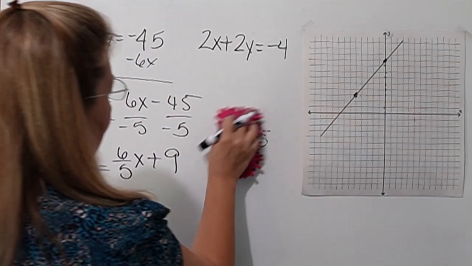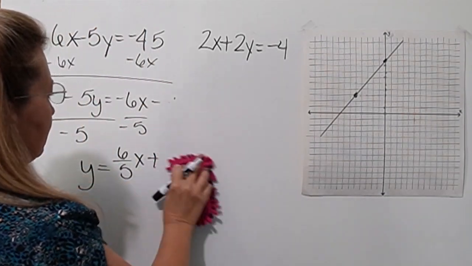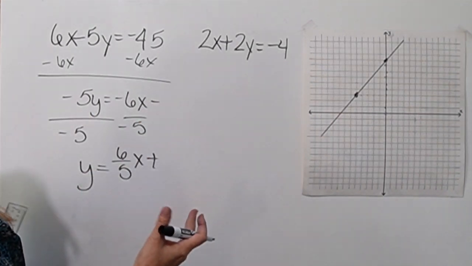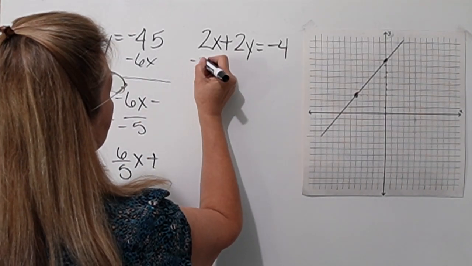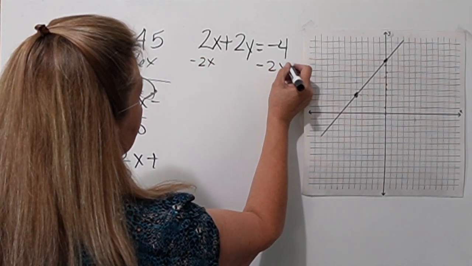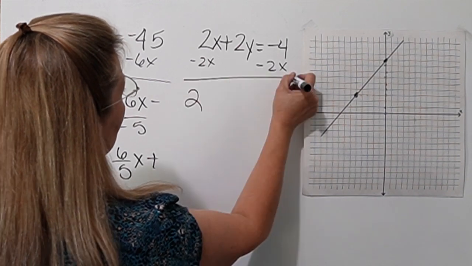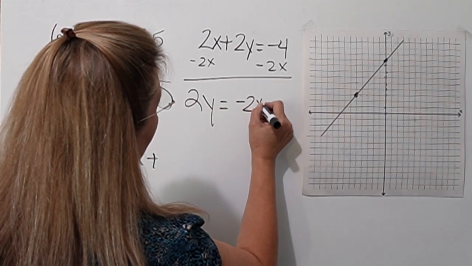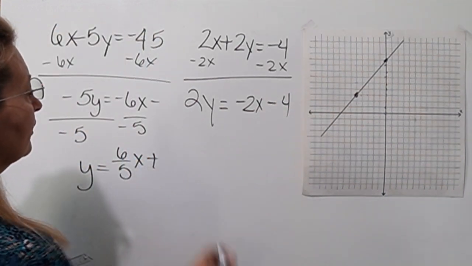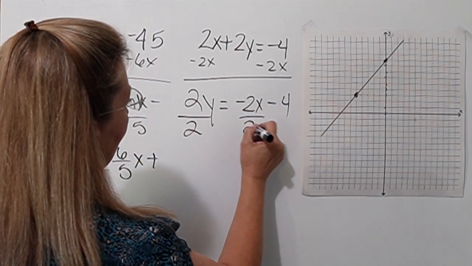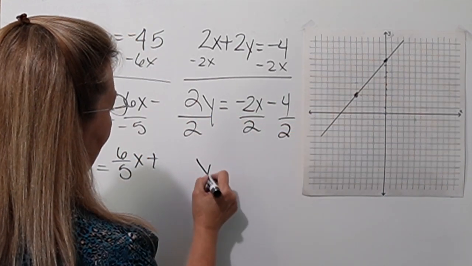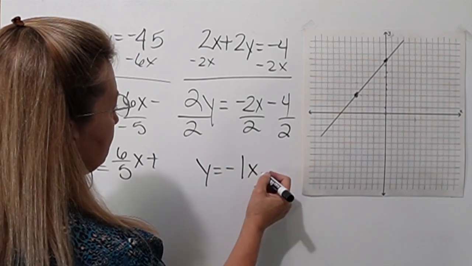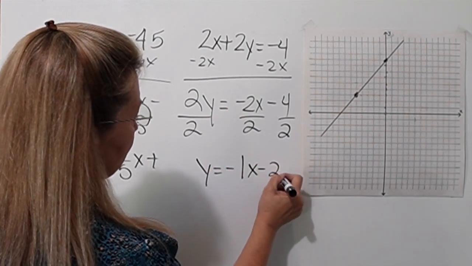Now we need to graph this other one, so let me get rid of some of this so we'll have some room. All right, once again, we're just going to convert to slope-intercept form. So I'm going to subtract 2x from each side. That's going to give me 2y is equal to -2x minus 4. Then I'm going to divide all the way through by 2. So now I have y is equal to -1x, or you can just put -x minus 2.